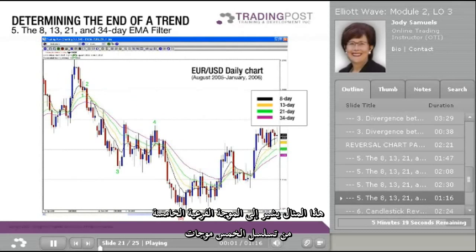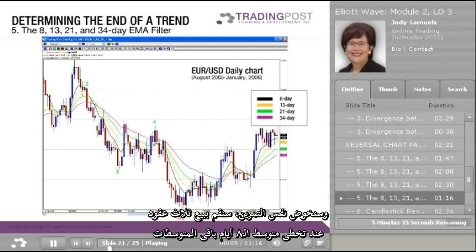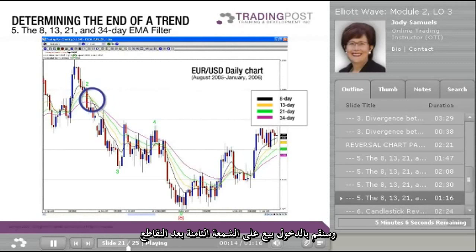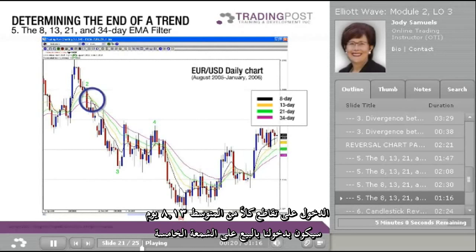This example looks at the subwave 5 of the 5-wave sequence, and we go through the same exercise. We sell 3 lots when the 8-day EMA crosses over the other 3 EMAs, and we enter short on the 8th candle from the top of the sequence. Entering on the cross of the 8 and the 13 EMA would get us short on the 5th candle.